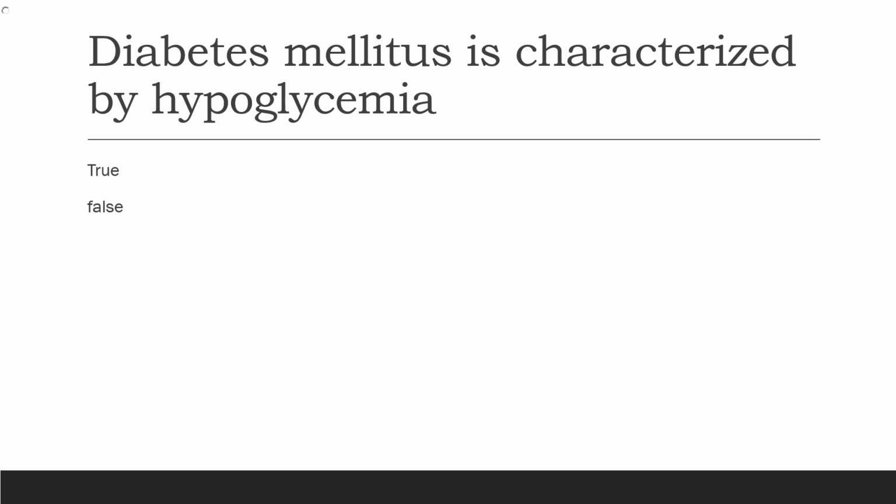Next question. Diabetes mellitus is characterized by hypoglycemia. Hypoglycemia is a condition with a low blood glucose level. So the correct option is false. Diabetes mellitus is not characterized by hypoglycemia. It is characterized by hyperglycemia.